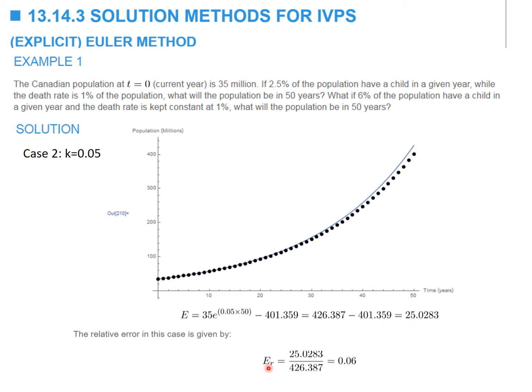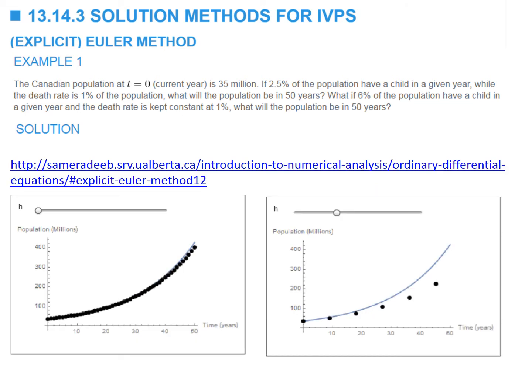The relative error here, which is that 25 million divided by the true value, is 6%, which is much higher than the error obtained when the slopes were smaller, when the birth rate was smaller. And you can see here the difference between the true solution given by the blue line and the numerical solution given by the black dots.